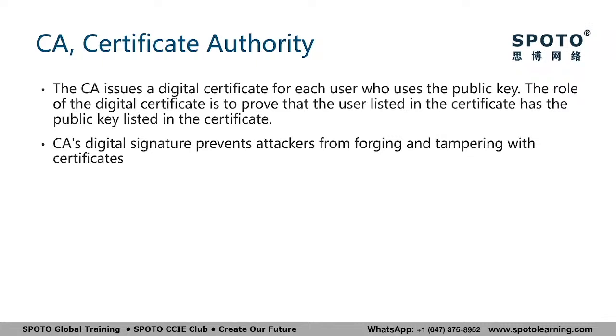The default CA in the Cisco solution is Symantec. You can apply for a certificate from Symantec for your environment. Symantec will validate your identity, then include your validated identity and contact details and publish it in your digital certificate. The certificate issued by Symantec has Symantec's digital signature, which prevents attackers from forging and tampering with the certificate.